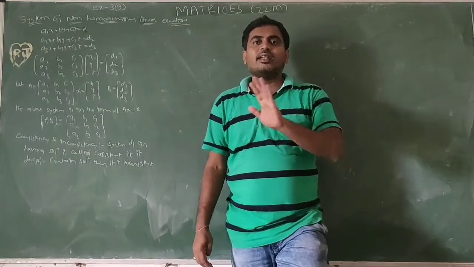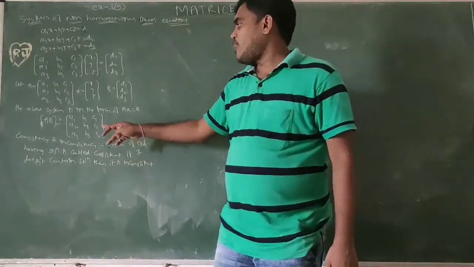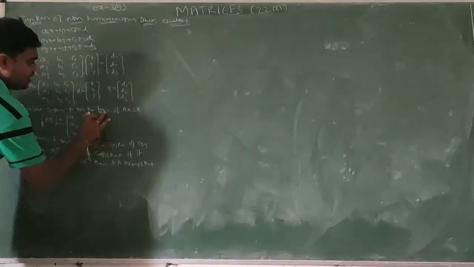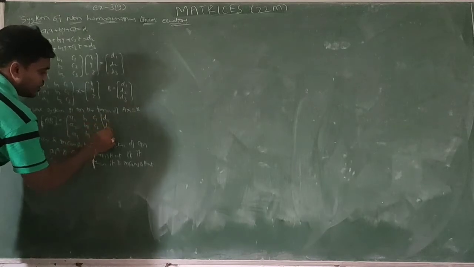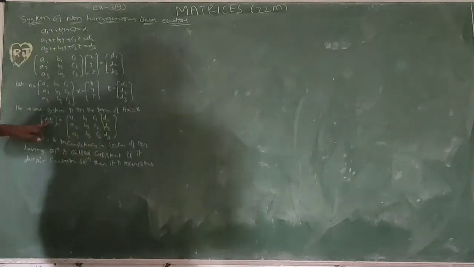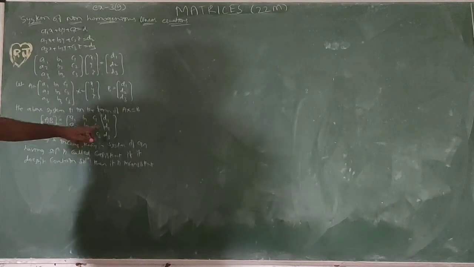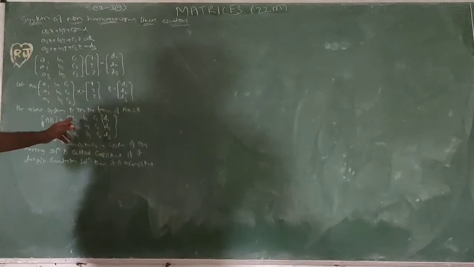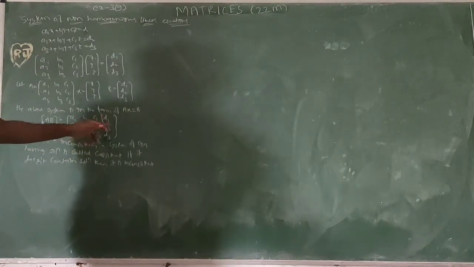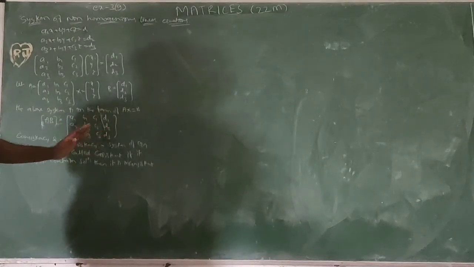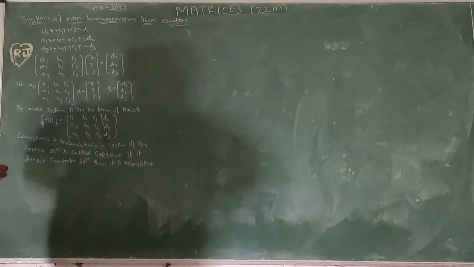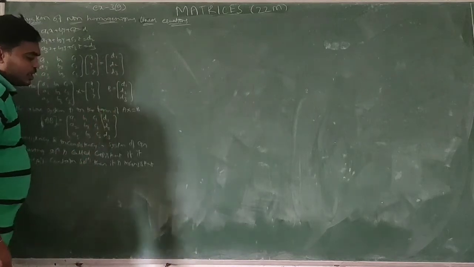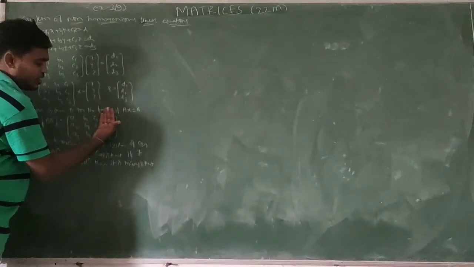No solution, inconsistent. Okay, so here if we are taking this augmented matrix, it is this one: a1 b1 c1, a2 b2 c2, a3 b3 c3 along with the constant column matrix d1, d2, d3. This is called the augmented matrix. So I am taking a1 b1 c1 up to this one as A together with this, which is AB.